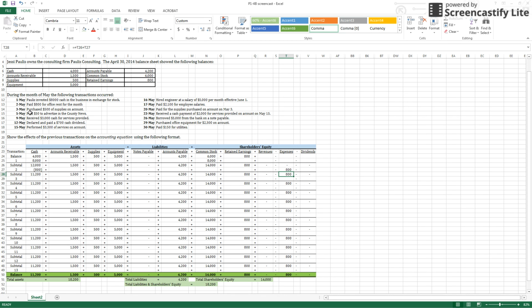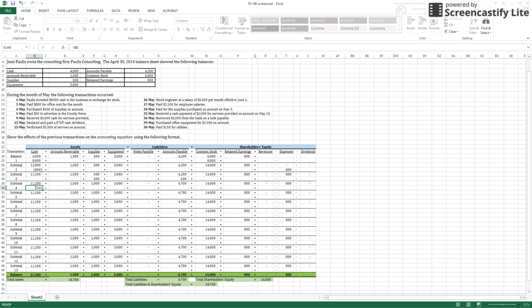On May 3rd, we purchased $500 of supplies on account. Well, this means we've got $500 more of supplies in our assets. But now we also owe money. That was on account, and so we owe somebody money. That's a liability.